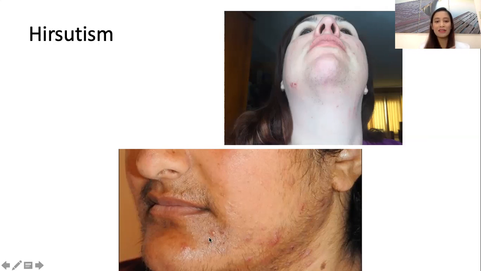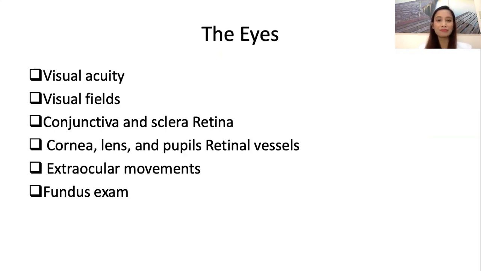Some patients you can actually score. It's called the Ferriman-Gallwey score. You can score the patients for hirsutism. And any high score can point to either the things that I mentioned earlier, PCOS, or some virilizing tumors, or congenital adrenal hyperplasia.